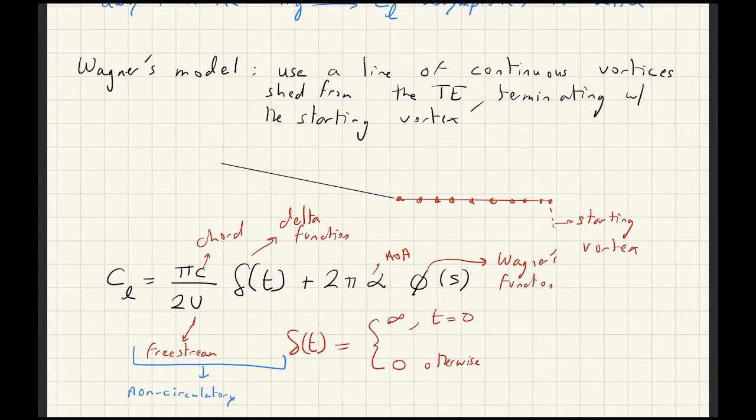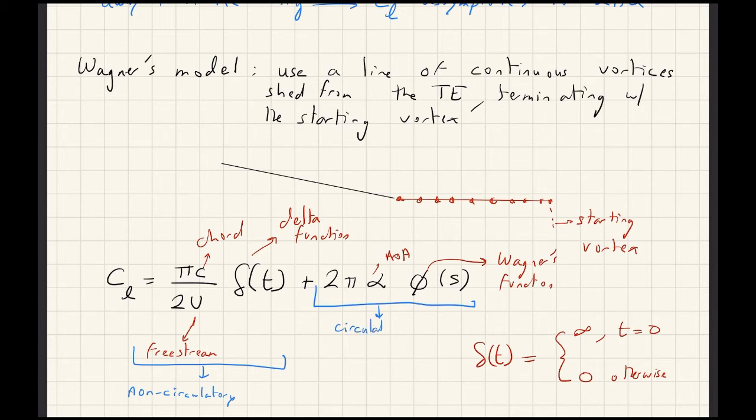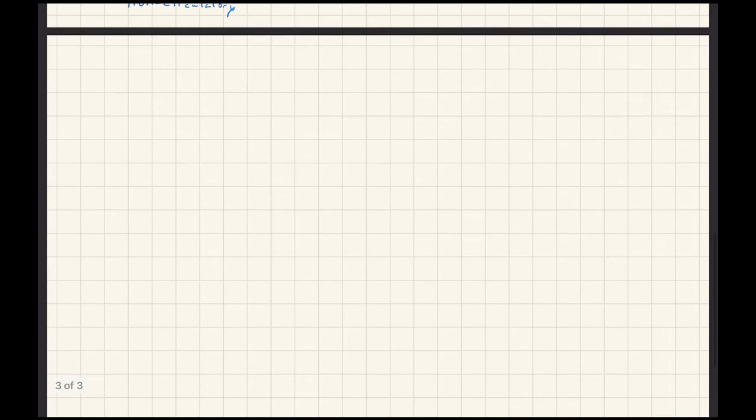And this bit right here, and I'm just going to move this to the side, this bit right here is the circulatory portion of the lift. Now, what is that phi function? Now that phi function is Wagner's function, and Wagner found that it evaluates to the function that I will plot right here.